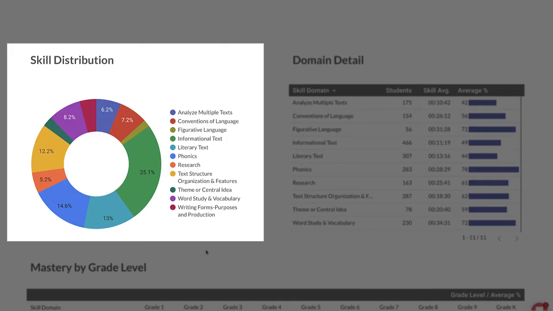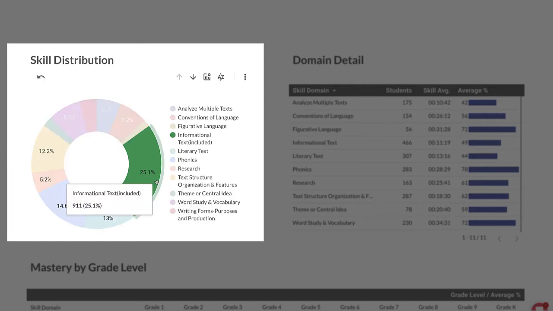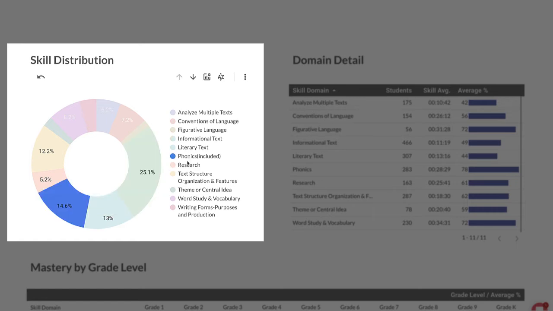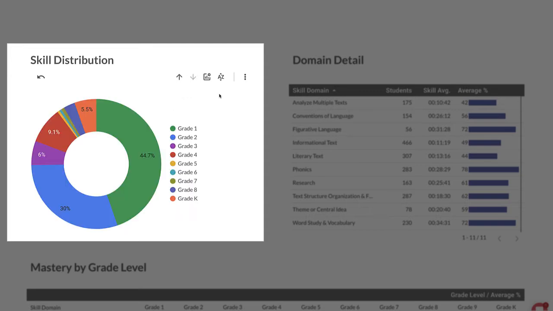This circle graph gives you an overall picture of how students are spending their time in Classworks. Select the section to see the total skills completed during the selected time period. Select any skill, then the down arrow to see which grade levels worked on that particular domain the most.